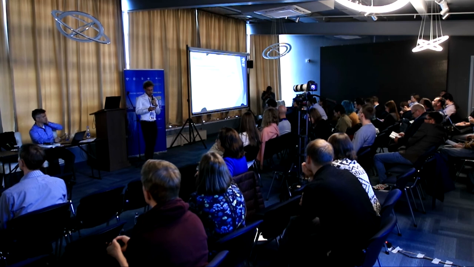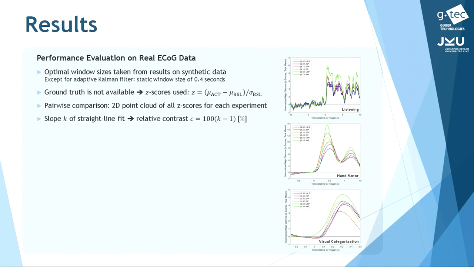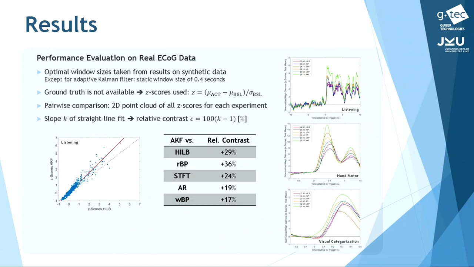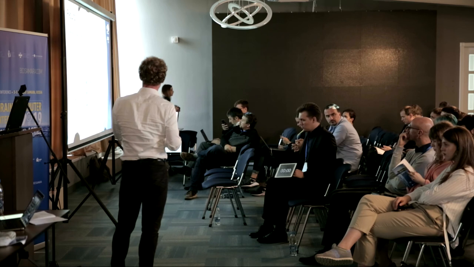Next, let's go to the real measurements, where we are processing the data based on the window size we obtained from the synthetic data. This was the important initial step. However, here we don't have a ground truth available because we just don't know it. So we resorted to z-scores, which is a very common tool here. And it's quite applicable because we have a baseline and an activation period. I'm running out of time, but I'm almost done. We compared the z-scores in terms of point clouds and computed the sensitivity increase. Adaptive Kalman filtering just shows better results. You can also see it here from the time courses. So also for experimental data, it seems like we have found a better method which outperforms the state of the art.